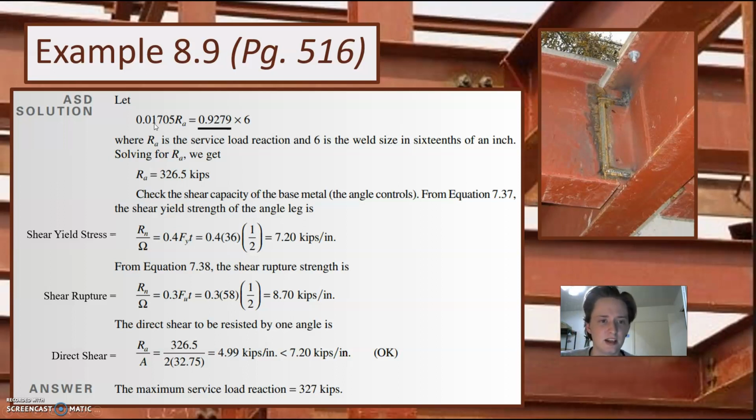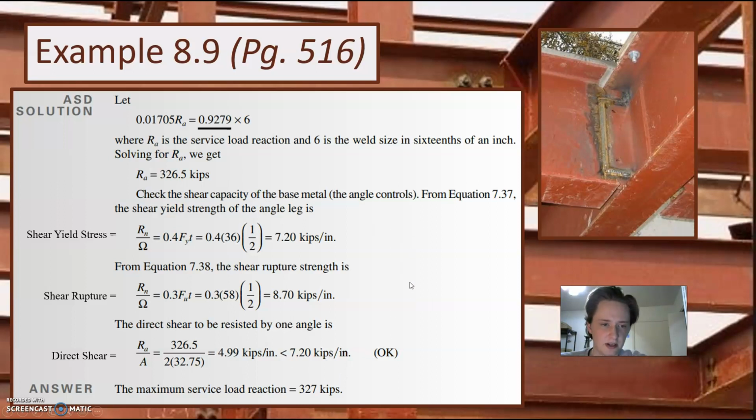So we're going to use that same required stress that we had two slides ago. This time we have a different constant factor, but this constant factor that's underlined multiplied by this weld size is still going to give us weld strength. And so we use that to find the maximum service load reaction. We're going to check that with different formulas this time, but they're testing the same thing. They're going to test shear yield stress and shear rupture along with direct shear. And so they found that the direct shear is less than the shear yield stress.